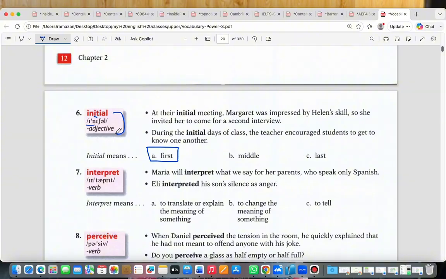So you can use it as an adjective. For example, at their initial meeting, Margaret was impressed by Helen's skill, so she invited her to come for a second interview. Okay, I hope you understood this.